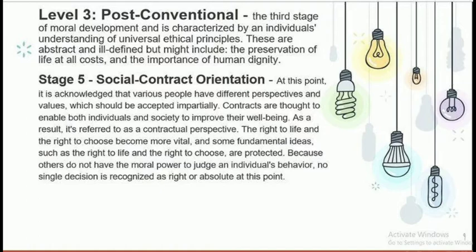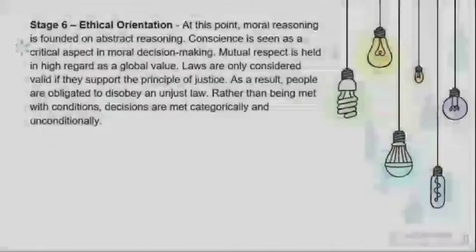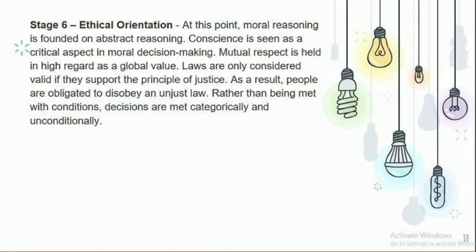Laws are also regarded as a social contract with one's fellow human beings, in order to promote universal values, and decisions are made for the greater good of the most number of people. The best example for this level is the democratic form of government. And the last stage, which is stage 6, is the ethical orientation.